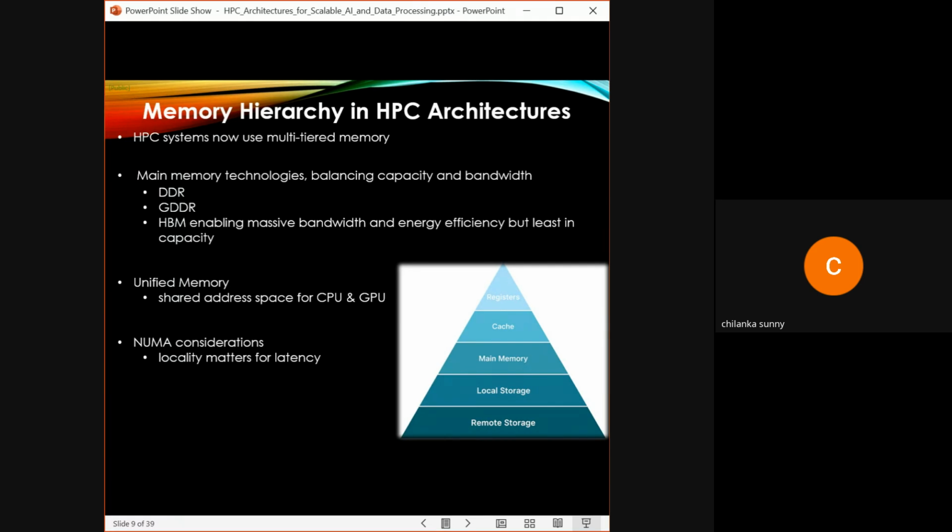Overall, while this segmentation helps optimize for different workloads, it also increases the cost of data movement. The latency of communication, the energy consumption, and the bandwidth bottlenecks are now the major challenges in scaling HPC and AI workloads efficiently.